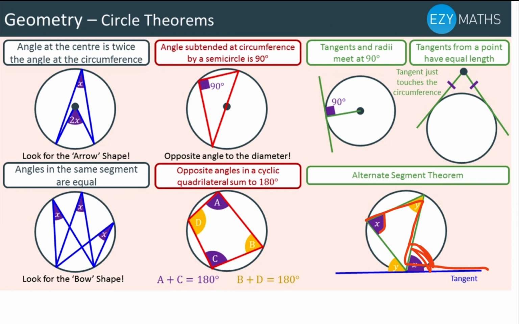How far do I have to go? Look, there's another green line here, so I know I have to stop up to there. So this is called the alternate segment theorem. You can still use the word alternate because we said alternate angles, but it's called the alternate segment theorem. That's it.